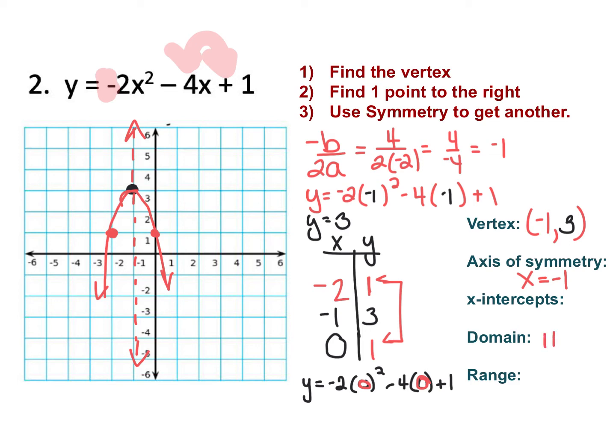Domain, again, is all real numbers, and the range would be, well, this time the highest it goes right here is the y value of the vertex, which is 3, and it's all the values less than that. So it's y is less than or equal to 3.